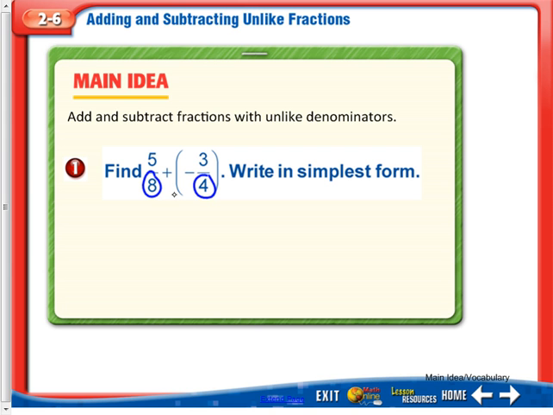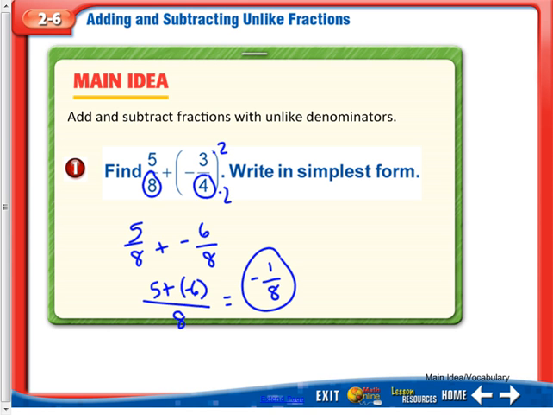So obviously, you could see, well, we need this to be an 8. So we can rewrite this as 5/8 plus negative. Multiply both sides, top and bottom, numerator and denominator by 2, so we get -6/8. And then we can rewrite it with one numerator, so we can say 5 plus -6 all over 8, and we're going to end up with -1/8, just like that. Okay, so that's one way to do it.